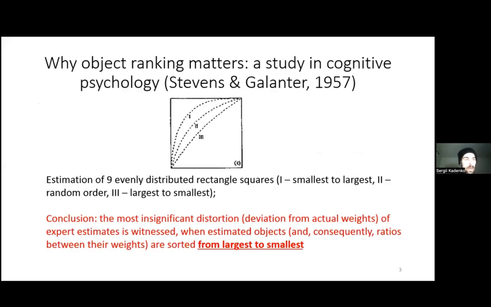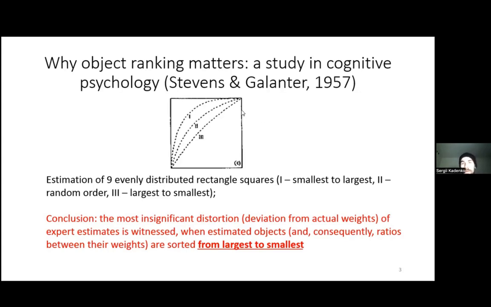In our research, we relied on earlier research from cognitive psychology. So Stevens and Galanter's 1957 research of cognitive aspects of the estimation process indicated that experts make minimum estimation errors when estimated objects are presented to them in a specific order, like from largest to smallest, and not vice versa or randomly. This research was conducted for tangible criteria, such as rectangle squares.